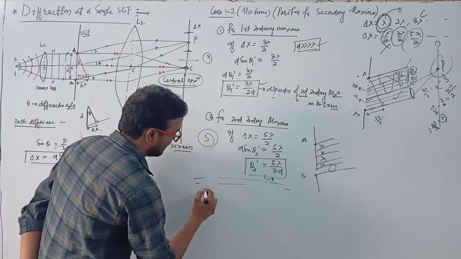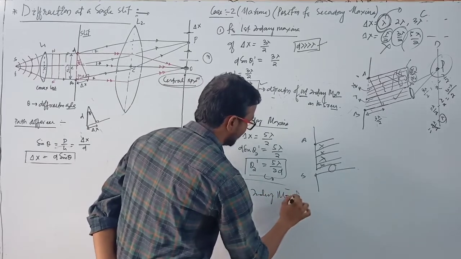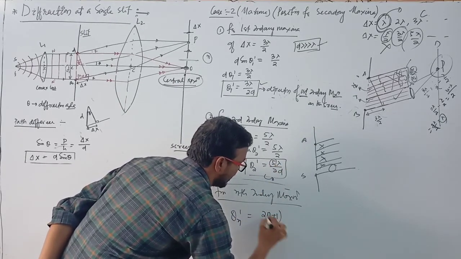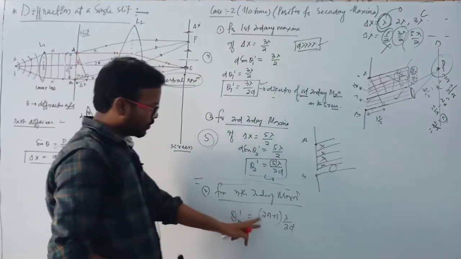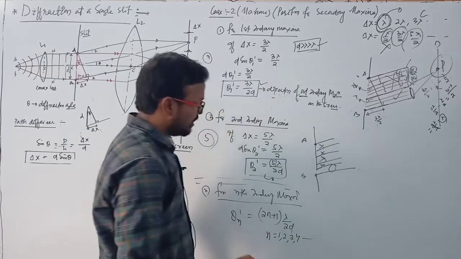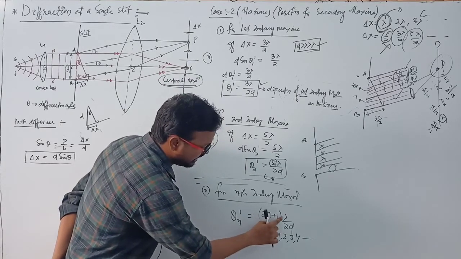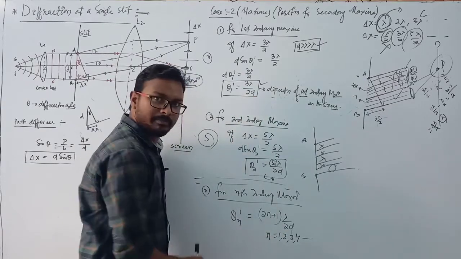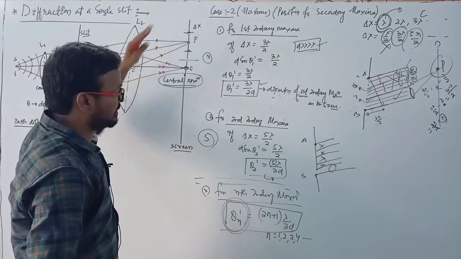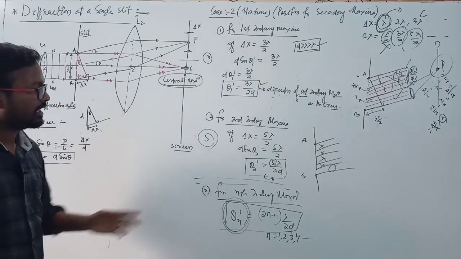And if we continue this process, then finally for the nth secondary maxima, we get theta n dash, which is equal to, this is 5, so we can write (2n plus 1) lambda by 2d. And here what is n? n is 1, 2, 3, 4, 5, so if we place n equal to 1, then 2 times 1 is 2, 2 plus 1 is 3, so 3 lambda by 2d. Clear? So this is the general case. This is the direction of the nth bright fringe on the screen from the principal axis. Clear? So these are the concepts of maximum intensity of light and minimum intensity of light.